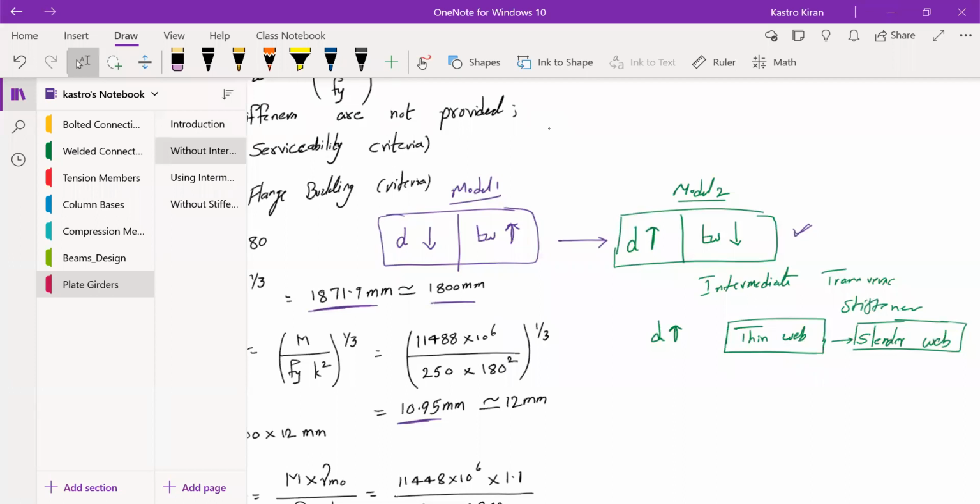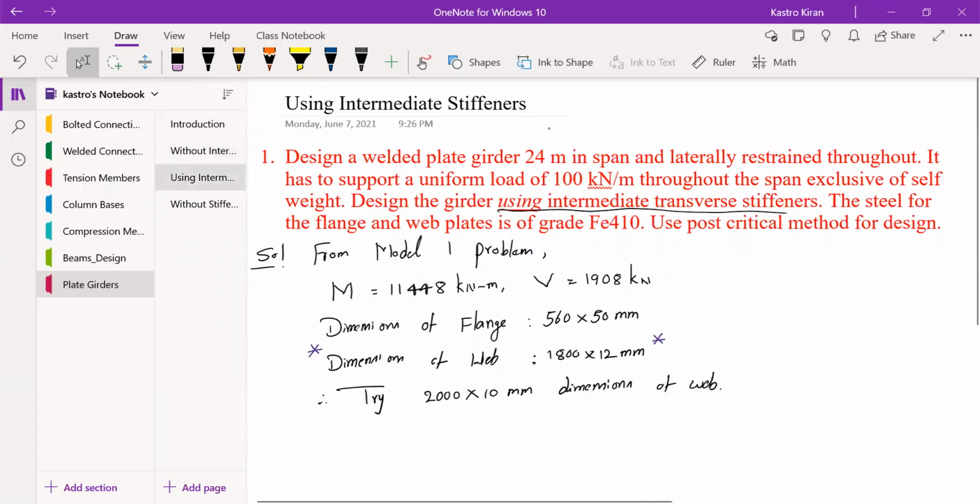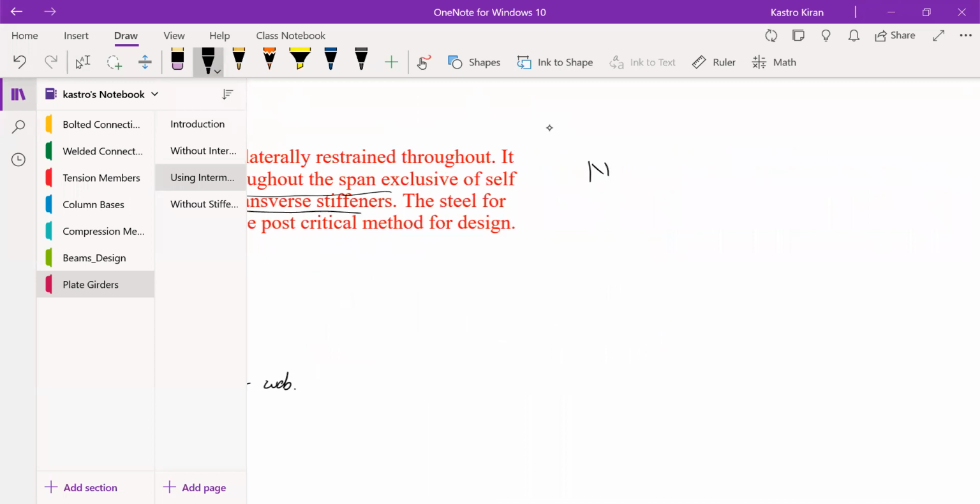It depends on one condition. First you have to check the question, whether they are asking to design using intermediate transverse stiffeners or to design without using intermediate transverse stiffeners. I'll make a note statement here. If in the question they say use without intermediate transverse stiffeners, ITS, I'm just writing it as ITS for convenience.